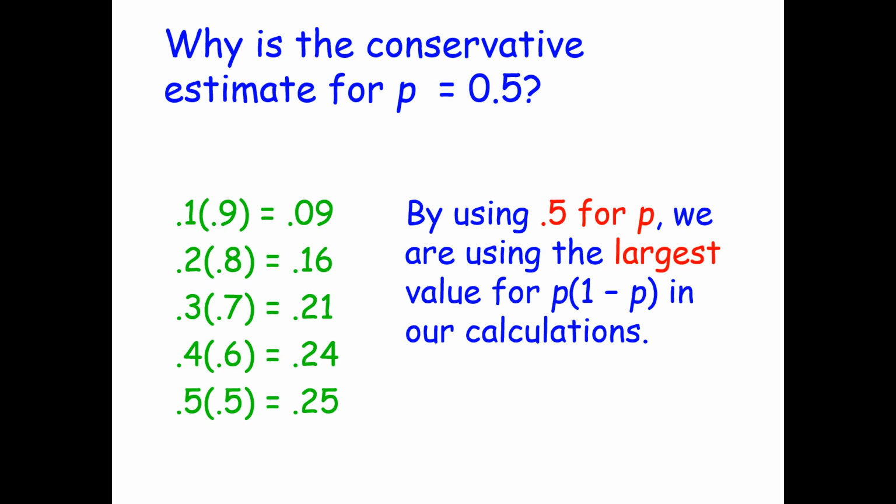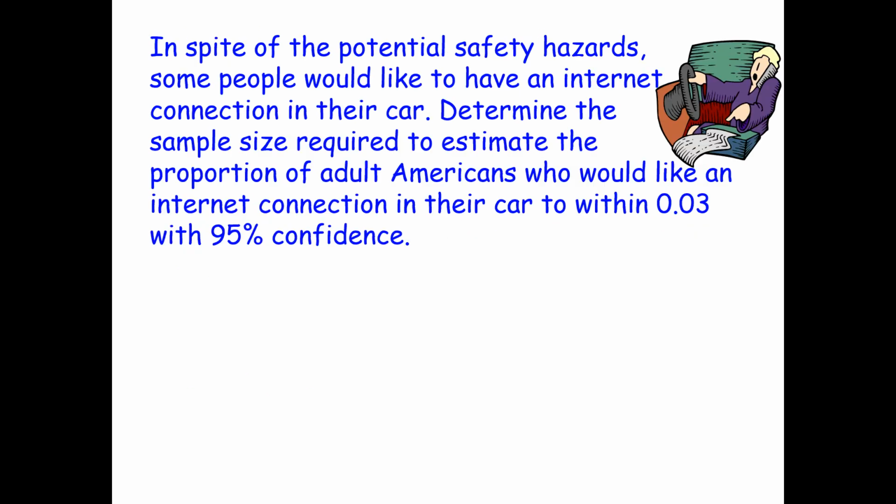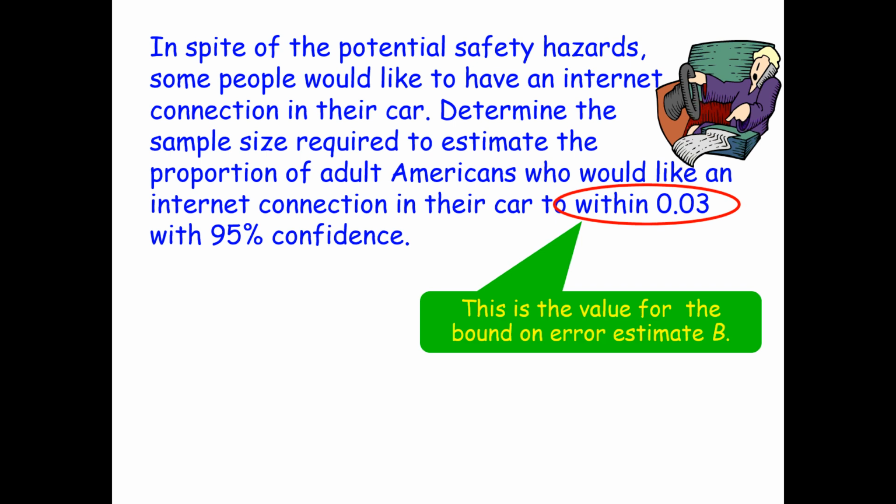Let's look at an example. In spite of the potential safety hazards, some people would like to have an internet connection in their car. Determine the sample size required to estimate the proportion of adult Americans who would like an internet connection in their car to within 0.03 with a 95% confidence interval. This is the value for the bound on error estimate B.